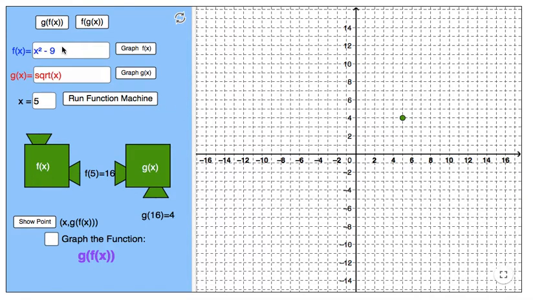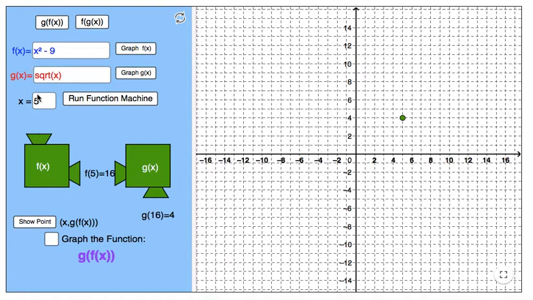So here we can see that we have our inside function f of x and our outside function is going to be g of x. So we're going to run the x values through the f of x first. The output's going to come through here and then go through the g of x function. We get an output from the g of x.